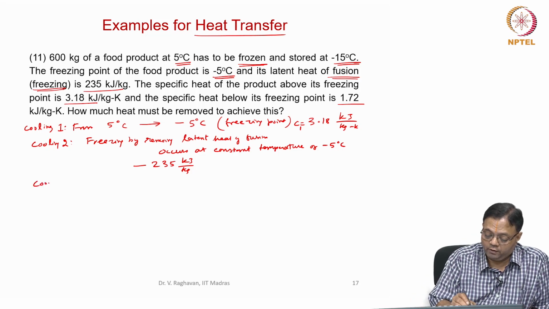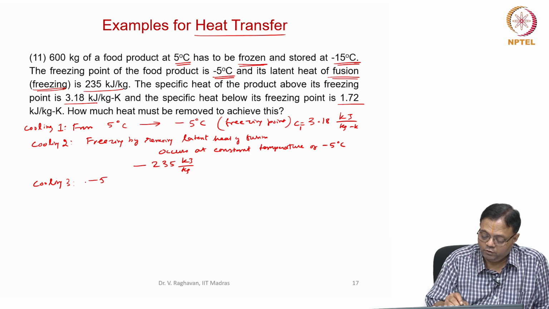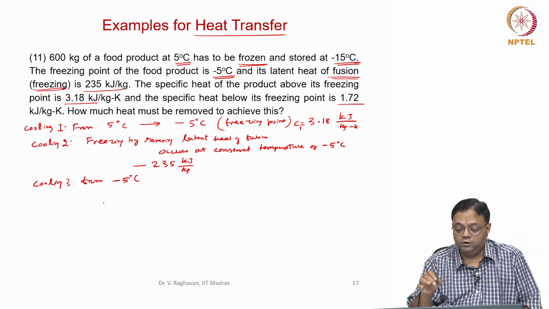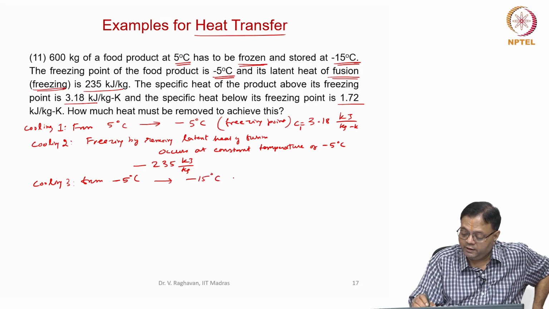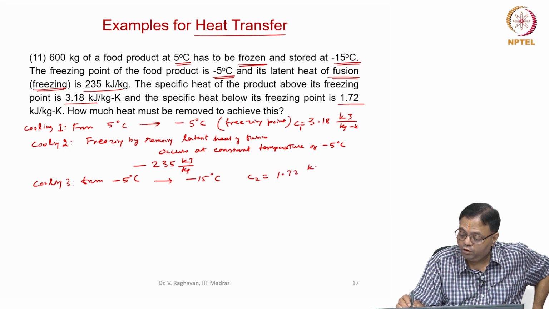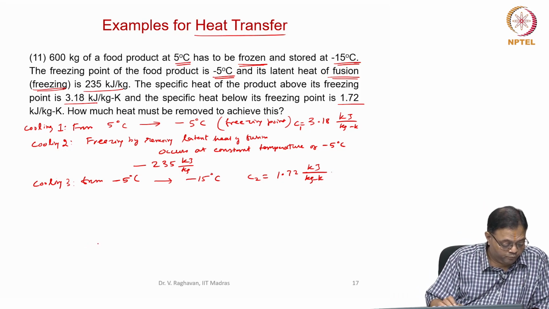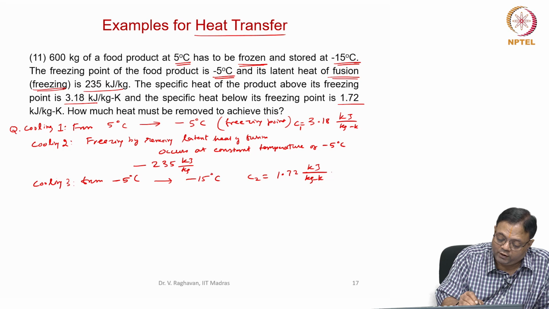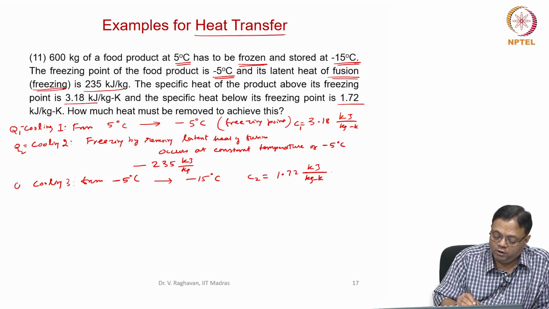Then cooling 3 is minus 5 degrees centigrade, where it has now frozen, to decrease the temperature to this. Here I have to use C2 as below the freezing point, 1.72 kilojoule per kg Kelvin, that is it. So, I will say Q1 is the heat to be removed in cooling cycle 1, Q2 is the heat removed in cooling 2, and here Q3.